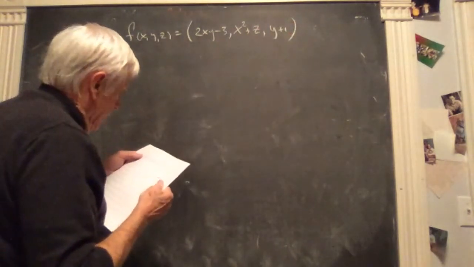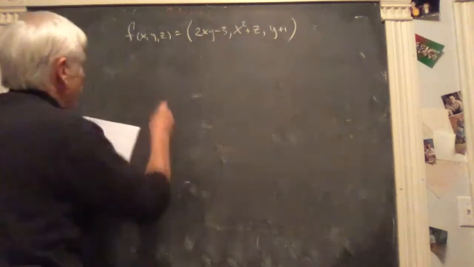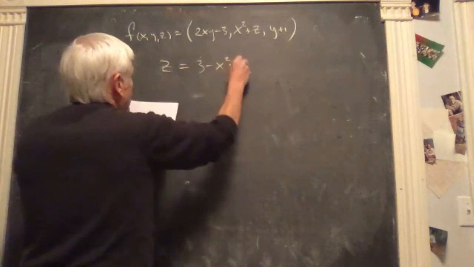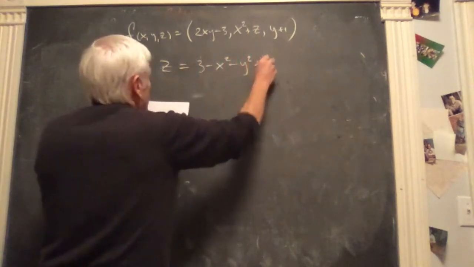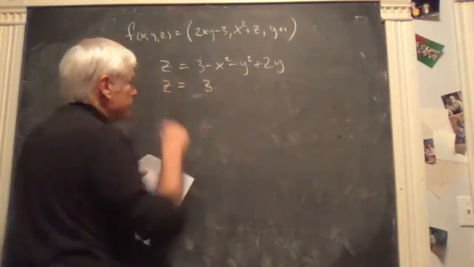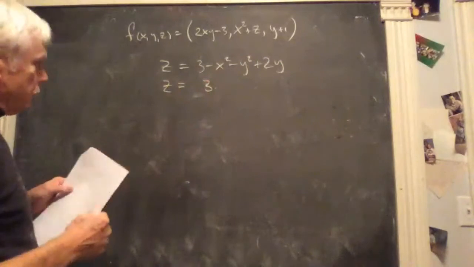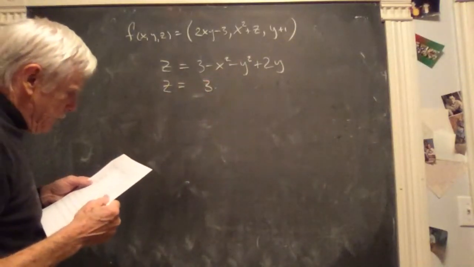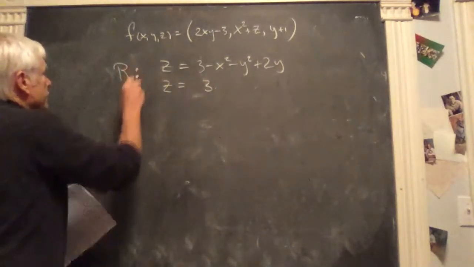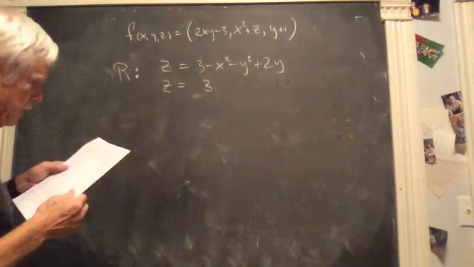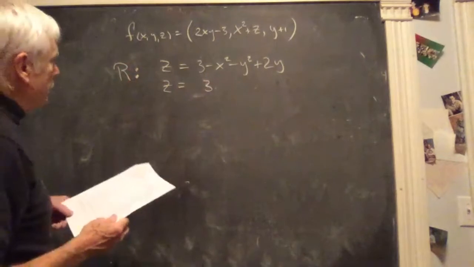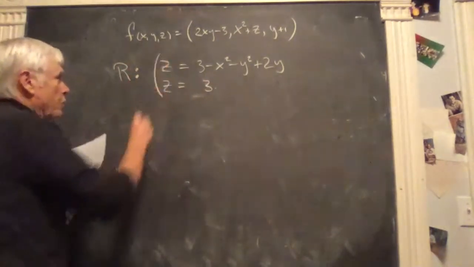And R is the region bounded by these two curves: z equals 3 minus x squared minus y squared plus 2y, and z equals 3. So let's just deal with this right away for a minute. S is going to be the surface of R. S_T will be the top, S_B will be the bottom, and so on. This also has a rim that I didn't ask about, but let's talk about this.